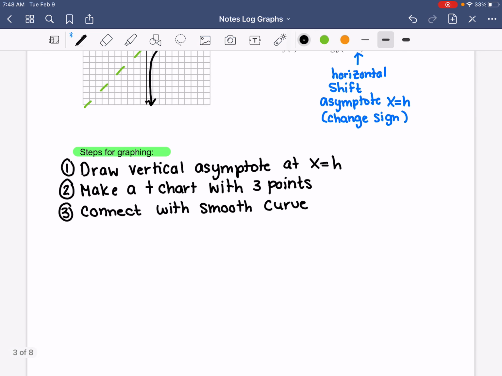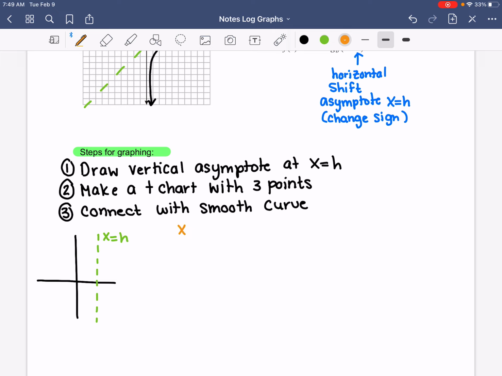So when we talk about the vertical asymptote, when I draw my little graph, for your asymptote I just draw a little dashed line at x equals h. That's the line. An asymptote is a line that your graph's going to get really, really close to but never actually touch.